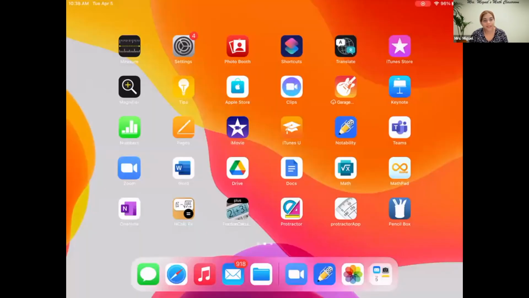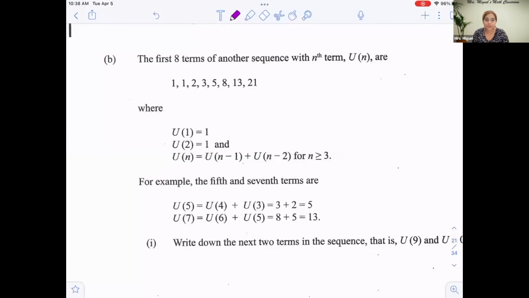All right, so that was just a brief introduction on the Fibonacci sequence. So when you have time, mathematics is so interesting.